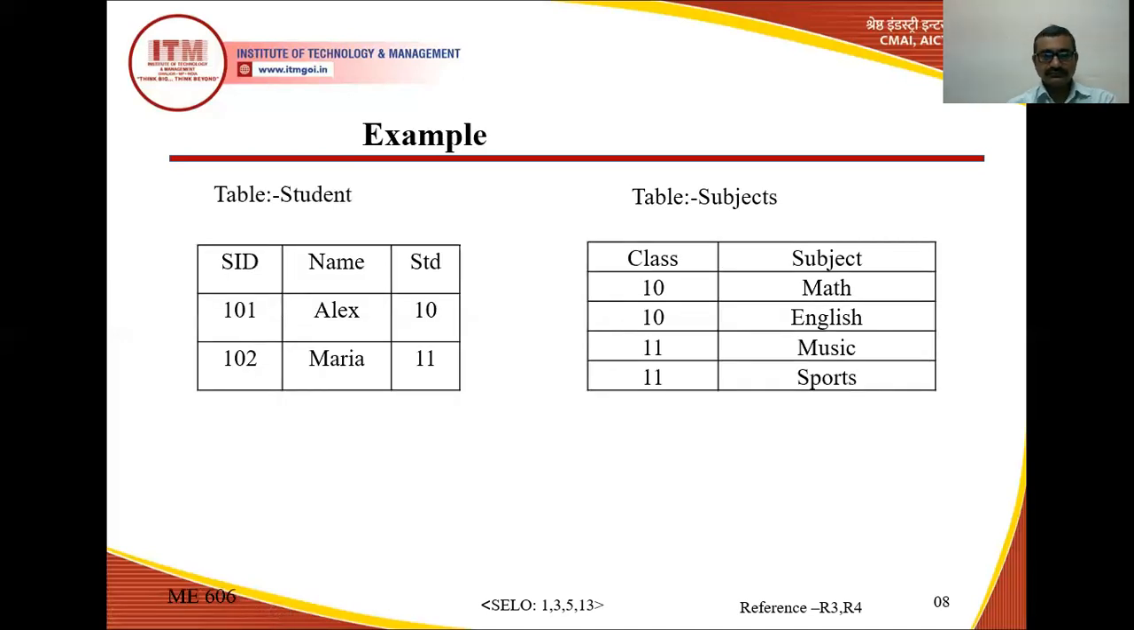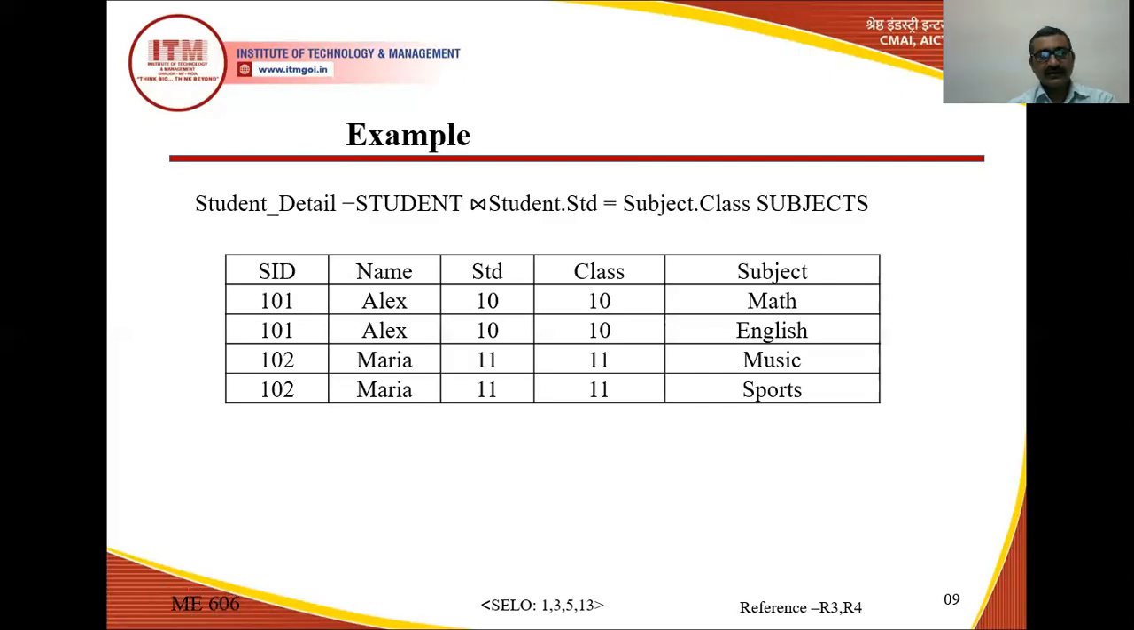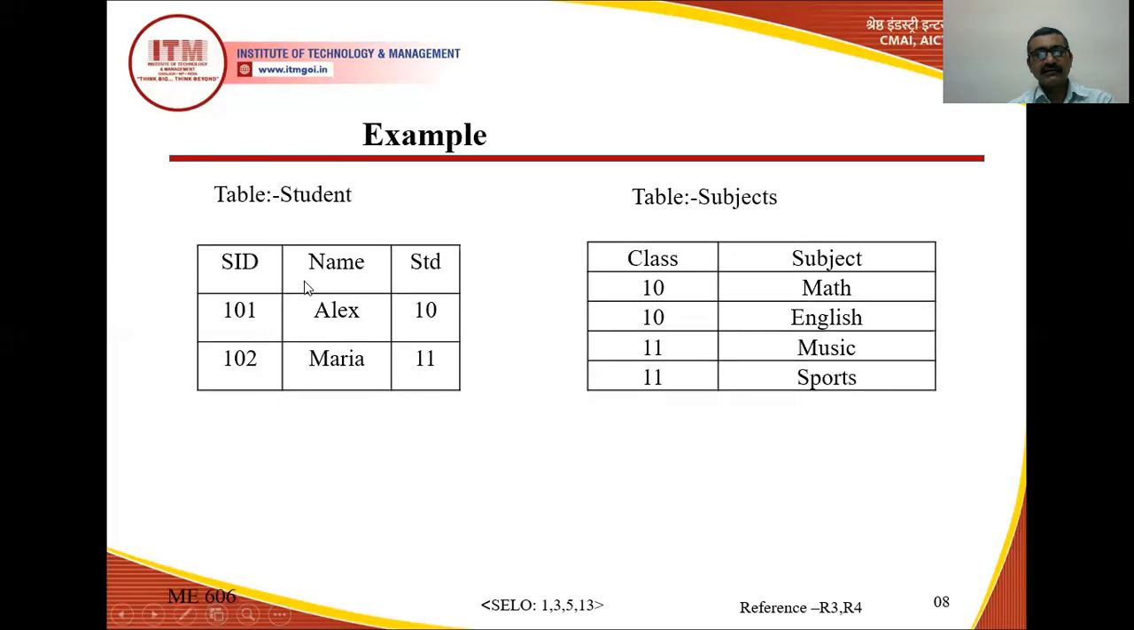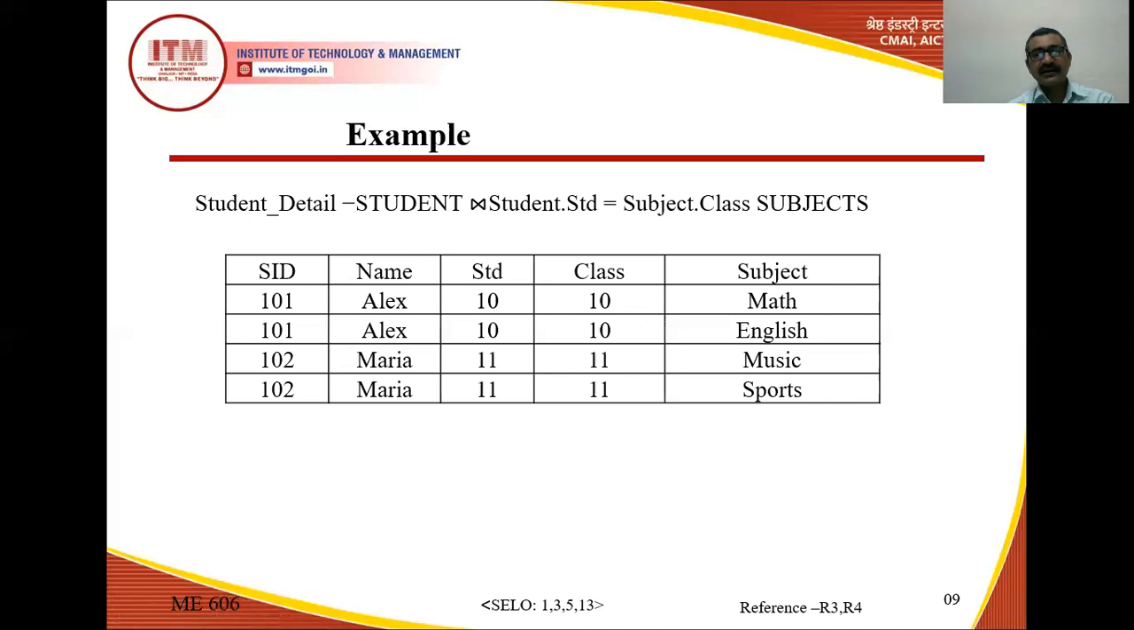Okay, student detail. Now we can create a new table, that is student detail, where student.std is equal to subject.class. So here under student we are taking student.std and making it equal to subject.class, where subject is a table and student is a table, and the fields we are taking are student.std and subject.class. When we combine them, this is the combined table of both tables, student and subject. So SID, name, STD, class and subject: 101 Alex 10 10 and Math, and then 101 Alex 10 10 and English, 102 Maria 11 11 Music, and 102 Maria 11 11 Sport.